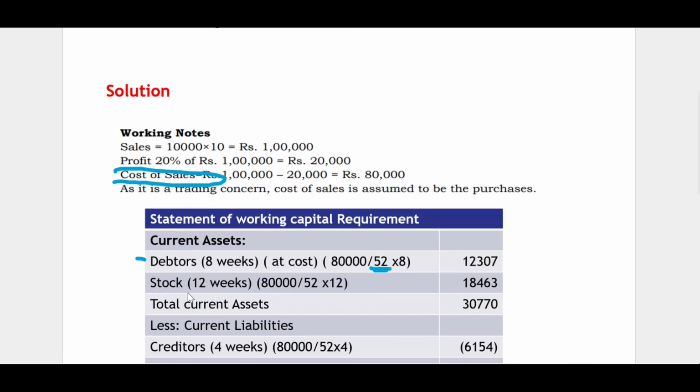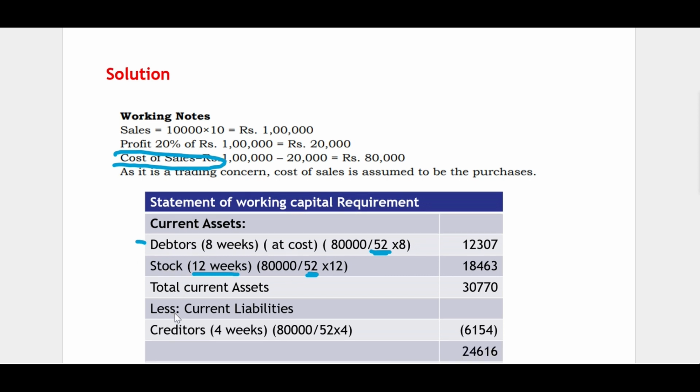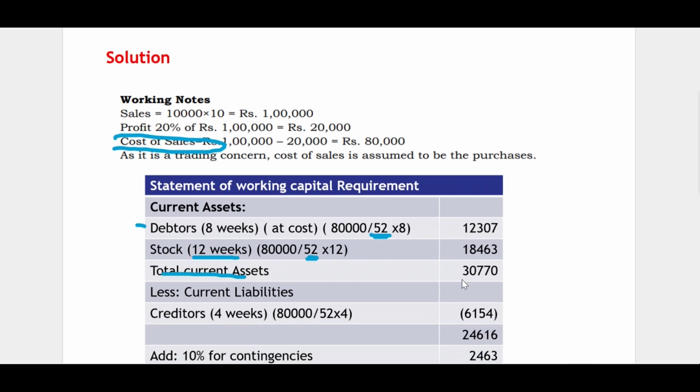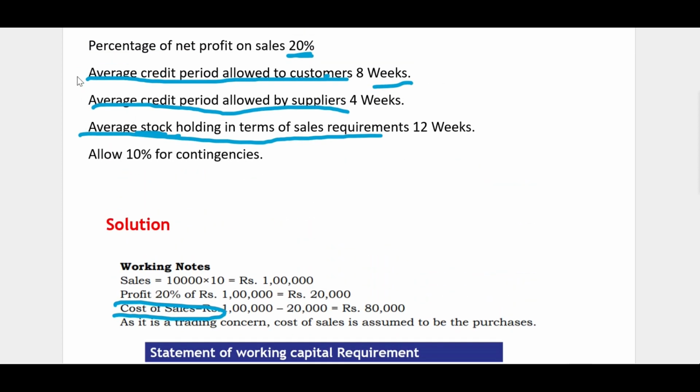Second, we have the stock, and as I said before, the stock we can consider to be a current asset. So the stock is equal to 12 weeks. So 80,000 divided by 52, which is the number of weeks in 1 year, multiplied by 12 will be equal to 18,463. Now we can get the total current assets, which will be equal to 30,717. So the average credit period allowed by customer is done, and the average stock holding in terms of sales is done. So we have now the average credit period allowed by supplier.